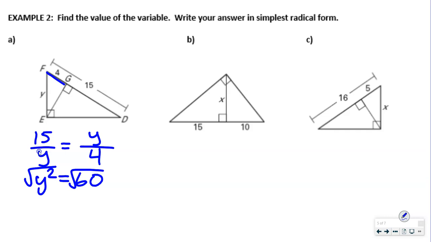So the square root of 60 is going to simplify to the square root of 4 and the square root of 15. 4 is our nice perfect square. The square root of 15 is not a perfect square. So we get y equals 2 square root of 15. No other perfect squares go into 15.